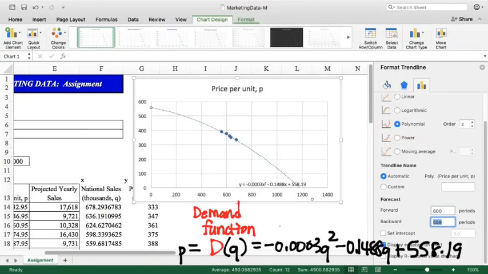Couple questions I want to ask now about this model. What is the largest price that I could get away with charging for my product if I want to sell any product at all? What's the highest price point that I could set in this model? Or where would I find that information on this graph? Remember, this axis here is quantity. This axis there is price. What's the highest price I can get away with charging?